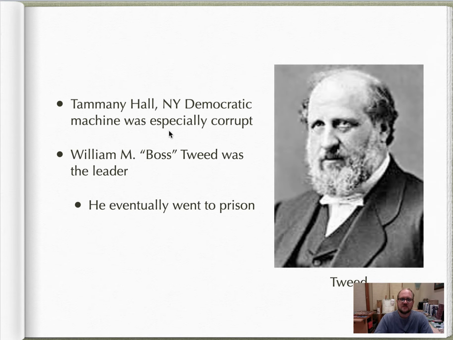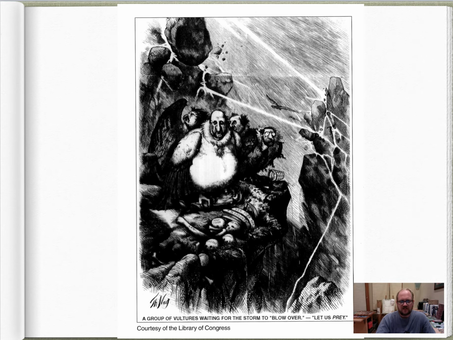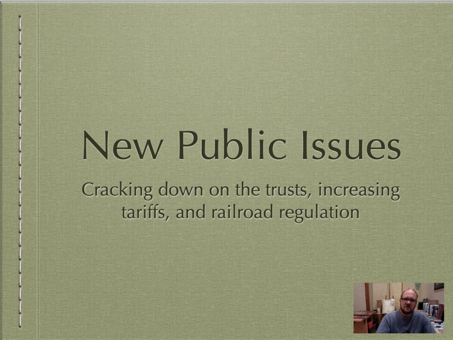Probably the most famous one is the Tammany Hall boss, Boss Tweed. Eventually he'll go to prison for corruption. We're going to see some cartoons here like we saw from last time. Obviously, eventually the secret ballot is going to get rid of this ballot watching. Again, eventually he'll be cracked down on, these vultures, and the government's going to sort of clean up this government mess that they had. Okay, some new public issues.